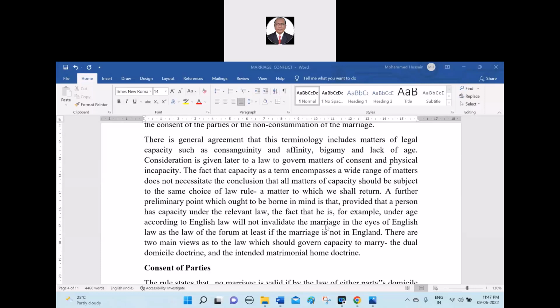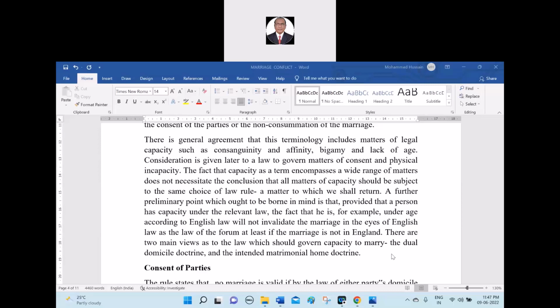The law of the forum, at least if the marriage is not in England. There are two main views as to the law which should govern the capacity to marry. What are they? The dual domicile doctrine and the intended matrimonial home doctrine. We don't have the dual domicile doctrine here. Only one domicile will be considered and one citizenship.